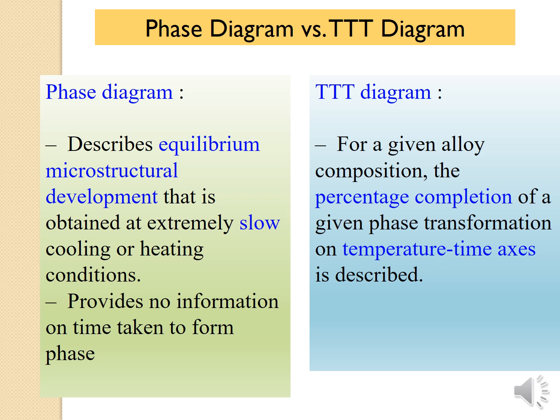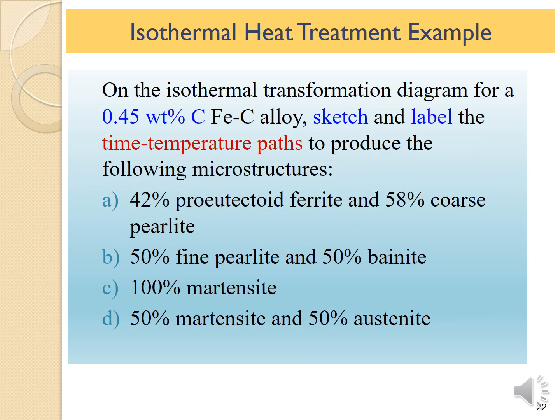So usually we use both diagrams to help us design a certain material. Let's do one example on how to use the TTT diagram to do heat treatment. On the isothermal transformation diagram for a 0.45% carbon iron carbon alloy, sketch and label the time temperature path to produce the following microstructures.